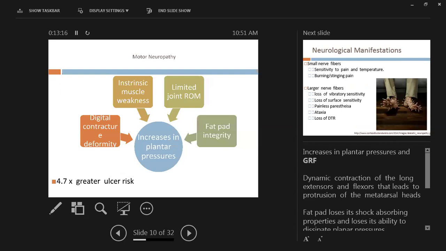This is everything that we discussed all in one graph: the fat pad, the limited range of motion, muscle weakness, and the toe deformities with the digital contractures. These can all lead to increased pressure, and this can increase your risk of developing wounds and ulcerations.